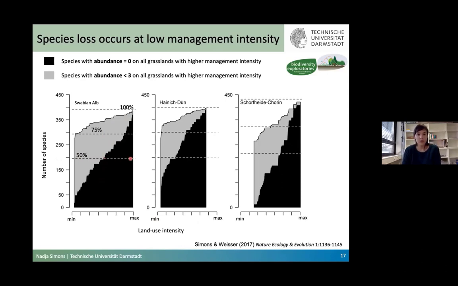And we also see that about 75% of all the species are generally rare, so they are found with fewer than 3 individuals on each of the grassland plots. So something's going on already at intermediate land use intensities, and we have communities that consist mostly of rare species.